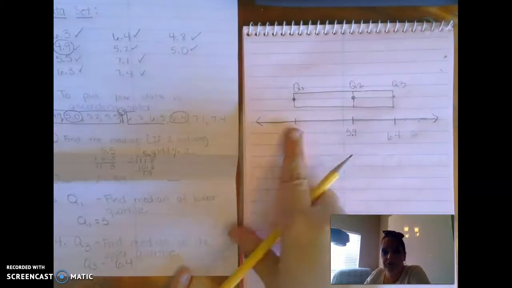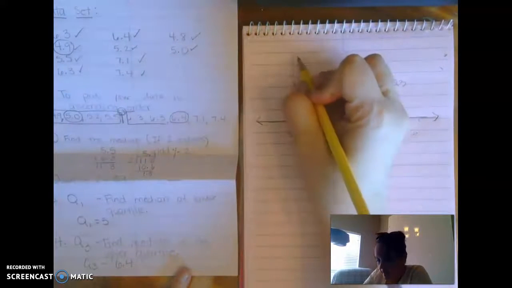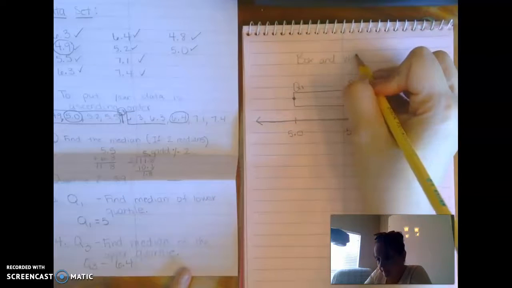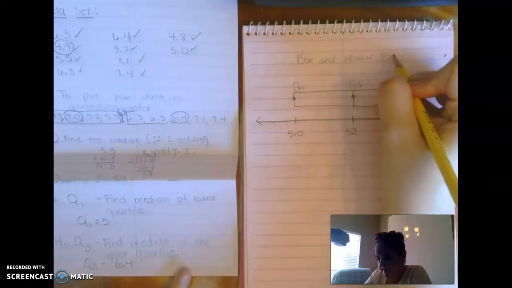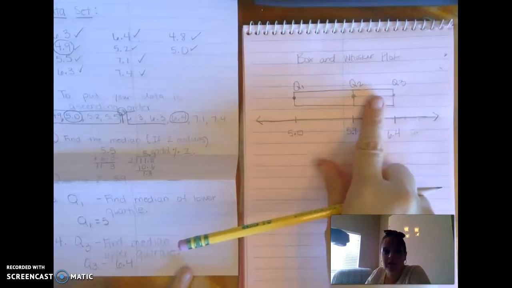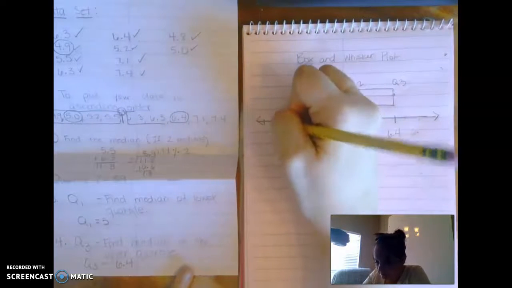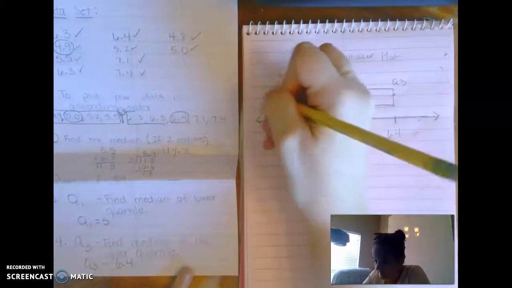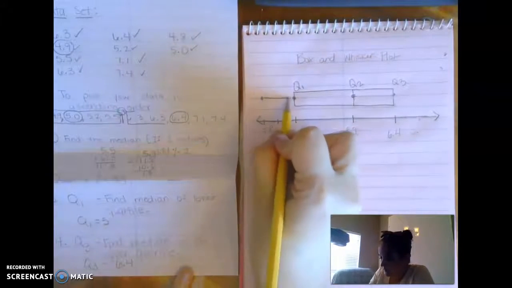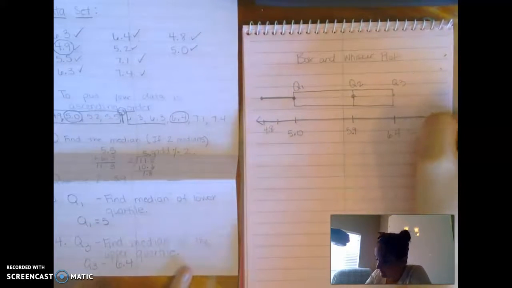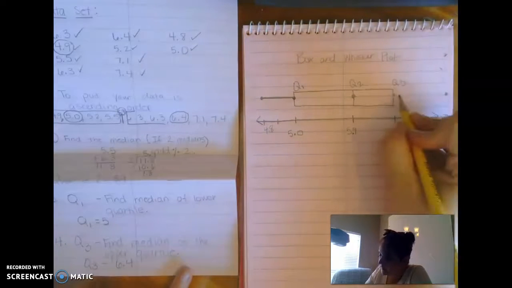And then to get your whiskers, because it's a box and whisker plot, this is the box, and now to plot your whiskers, you're just going to plot your lowest number and your highest number. So my lowest number was 4 8/10. There's 1 whisker. And my highest number was 7 4/10. It was probably further down here. 7 4/10 and plotted there.